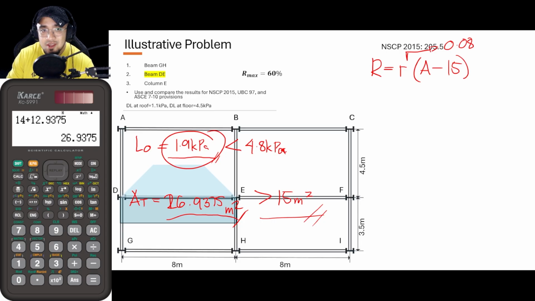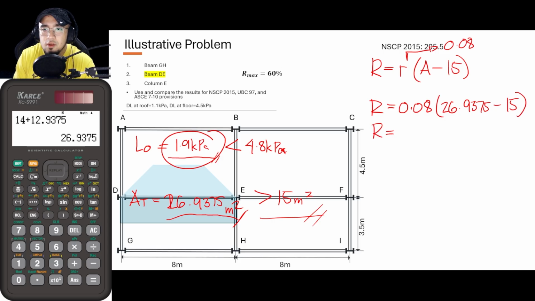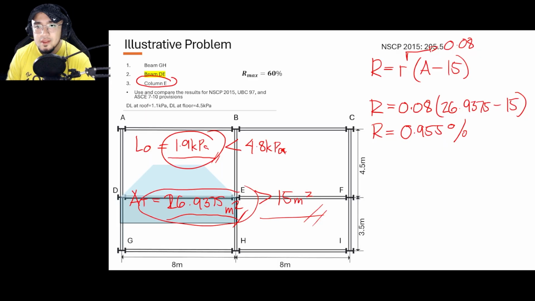So substituting all known values, R is equal to 0.08 times the area of 26.9375 minus 15. This is now the reduction that we could apply. So this is 0.08 times 26.9375 minus 15, which is equal to 0.955. Take note that this answer here is 0.955%, not 95%. Meaning it is actually below 1%.